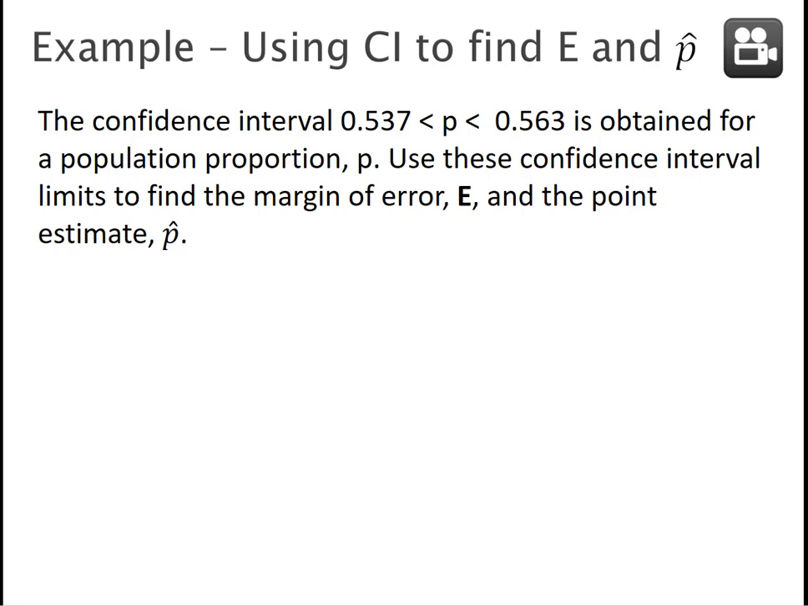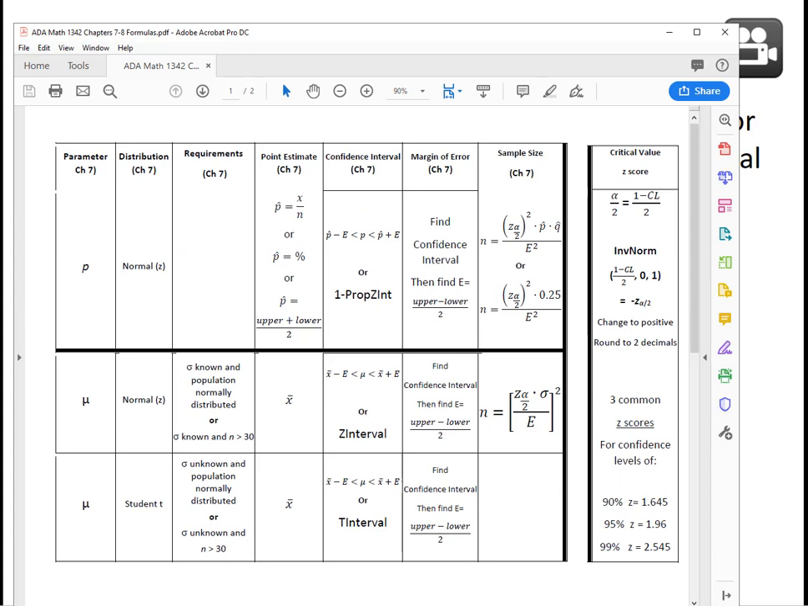Alright, so remember in the beginning of this chapter, before you really got into it, I introduced you to a handy formula chart, or sometimes I'll call it a cheat sheet. So I'm going to bring that up here to see if we can find those formulas for E and P hat. So I have my table up here, and the leftmost column is the parameter column, and that's where I'm going to find P, because since we're in 7.1, the parameter we're working with is a proportion. So I find P, and in that row is where I'm going to find my formulas for P hat and E.